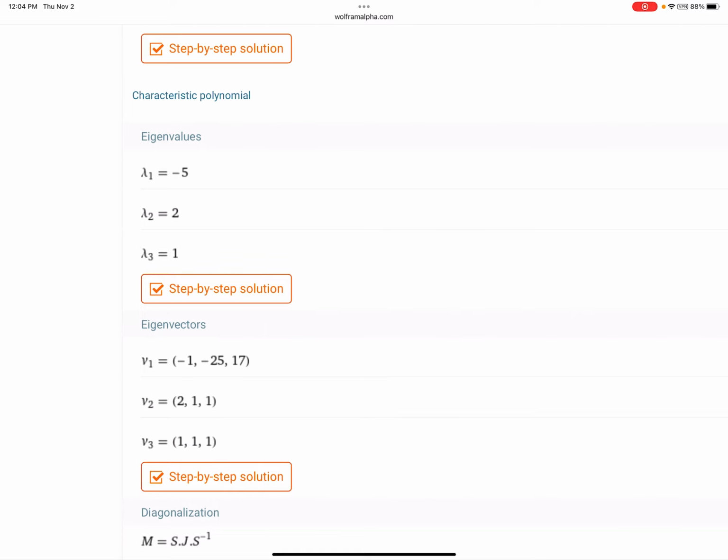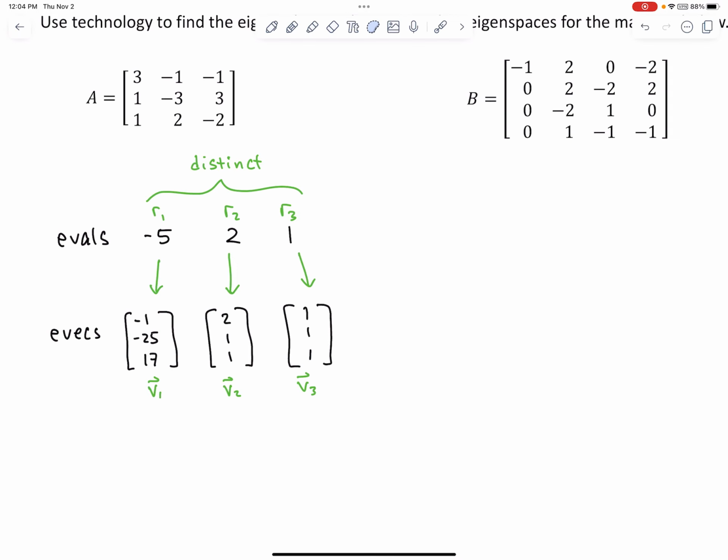So let's transfer this information to our notes. So we have our 3 eigenvalues. I'll use r's instead of lambdas, but notice that they are all distinct. There are no repeats. They all had multiplicity of 1. And I've written down the 3 corresponding basis vectors for the corresponding eigenspaces. Now these three eigenvectors form a linearly independent set. We can prove this using any of the methods that we've talked about in previous lessons, how to show that a set of vectors forms a linearly independent set.